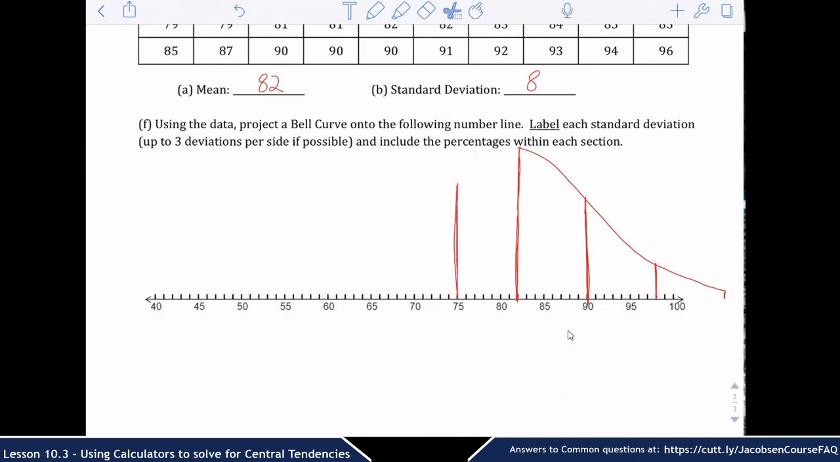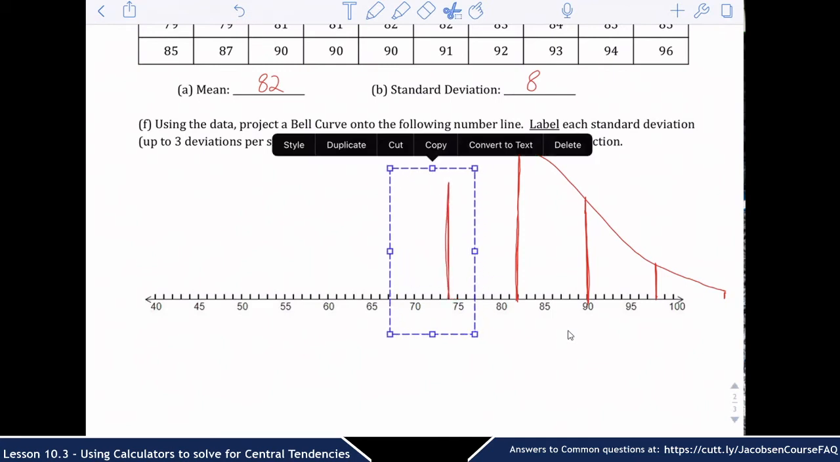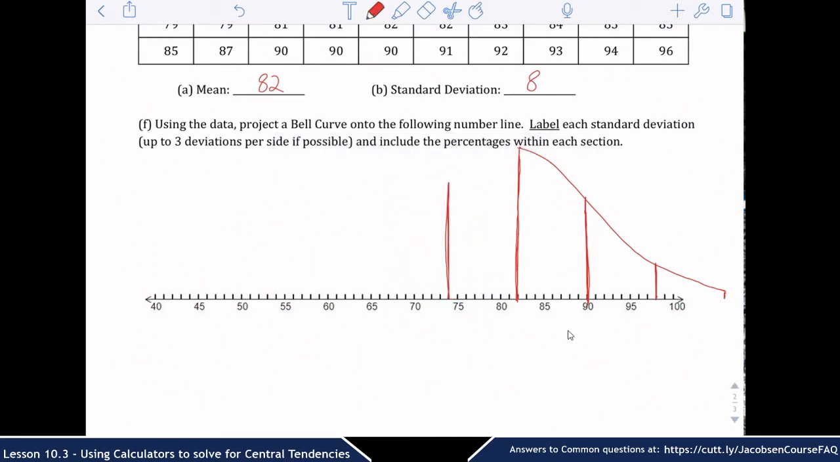That is 75, so let's slide this over one. Once we get to 74, our next point is going to be at 66. And after 66, our next point is going to be 58. After which we want to connect each of those points.